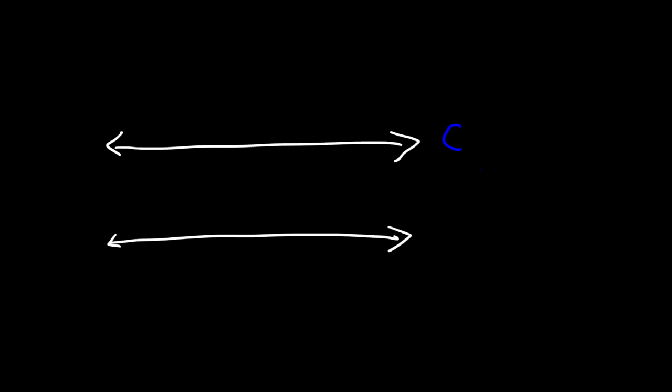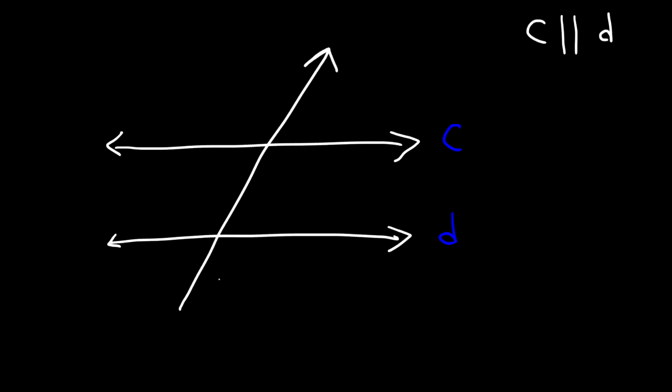Let's call this line C and line D. And let's say that C is parallel to D, and we have a transversal, which we'll call line A. Now, if this angle, let's say, is 50, find all the other angles formed by this transversal. So go ahead and find angles 1, 2, 3, 4, 5, 6, 7.